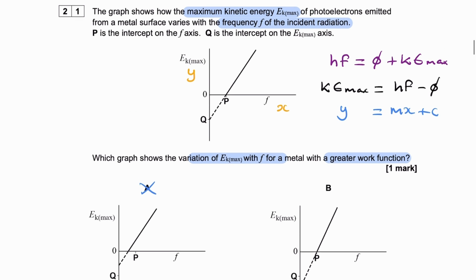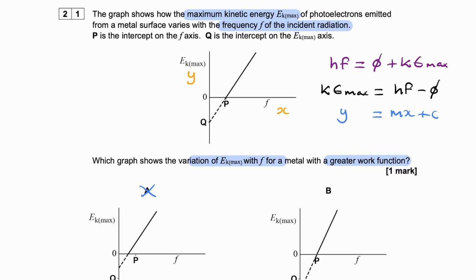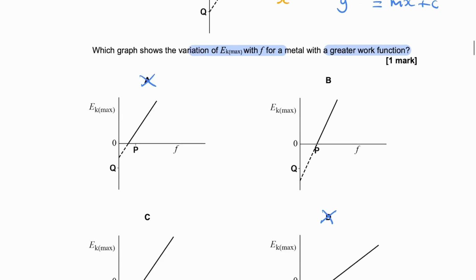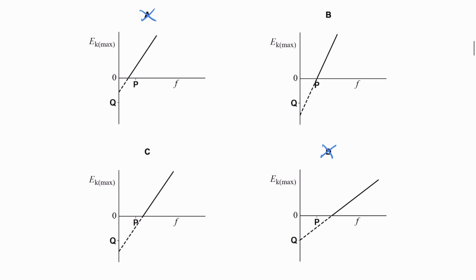Let's think about the gradient of our graph. The gradient is Planck's constant. Planck's constant, as the name suggests, is a constant, so the gradient of our graph should be unchanged. So if we move our line downwards, so the y-intercept gets more negative and shifts beneath Q, that will also change our x-intercept. If we move the whole line downwards, the x-intercept will move towards the right as well. So looking at B and C, the answer will be C, because the x-intercept has shifted towards the right. It can't be B because B has the same x-intercept as before.